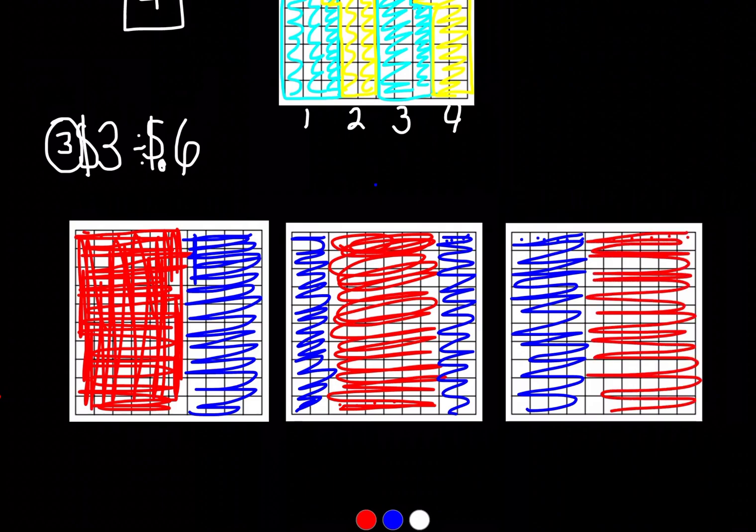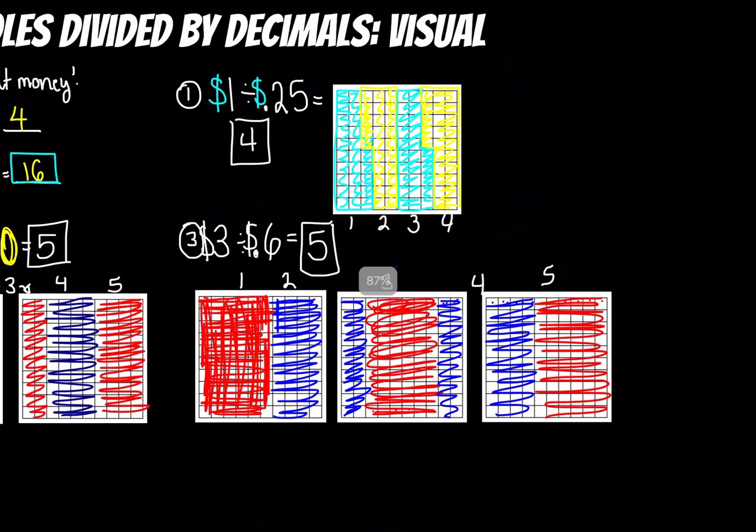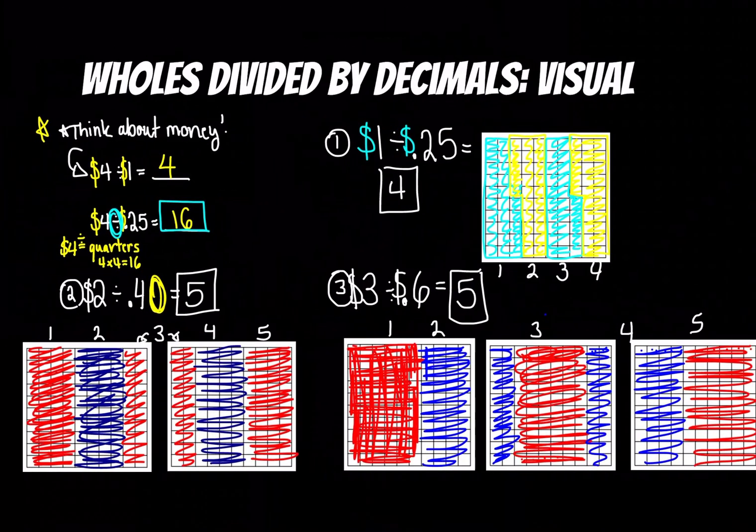And I just count to see how many even groups I have. I have 1, 2, 3, 4, 5. So $3 divided into groups of 0.6 gives me my final answer of 5 wholes. So notice, zooming out, whenever we're dividing a whole by a fraction or decimal, your answers are actually going to get bigger.